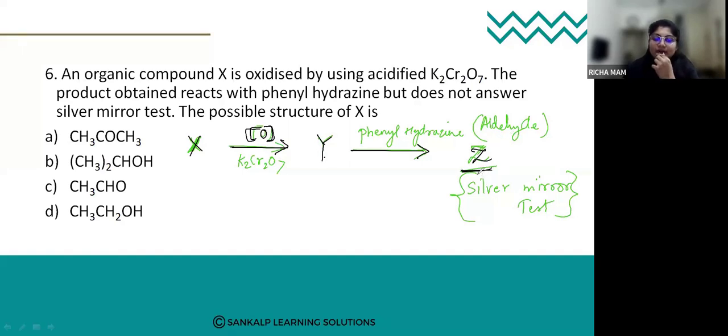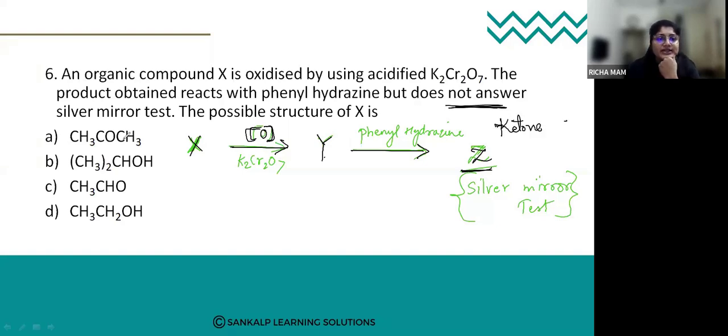Why? It should not be an aldehyde, because it does not answer the silver mirror test. Ketones will not answer, while aldehydes will answer the test. So whatever Z is, it is not answered, so it is not an aldehyde. Leaving aldehyde, it should be a ketone.